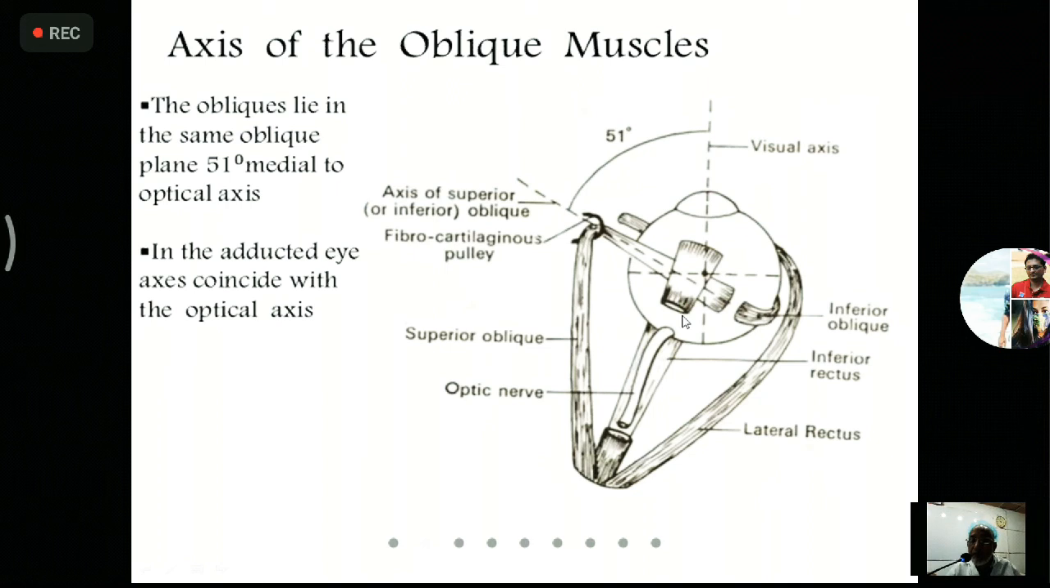The optical axis, when we discuss the squint chapter, then we will discuss more. This is 51 degrees medial to the optical axis. Okay, and this is the visual axis. In the adducted position, the axis coincides with the optical axis.